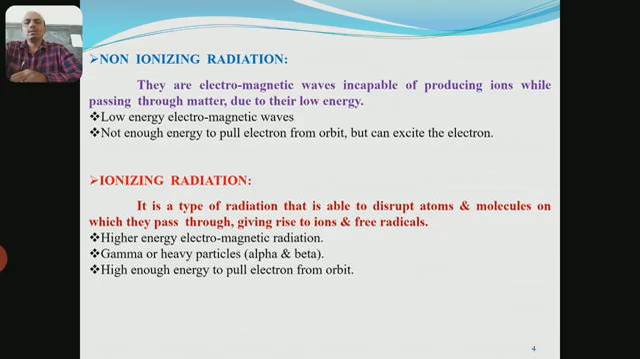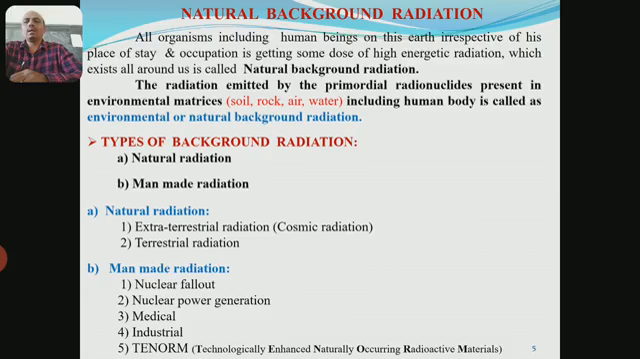Non-ionizing radiation, these are the electromagnetic waves not capable of producing ions while passing through matter due to their lower energy. Ionizing radiation is a type of radiation that is able to disturb atoms and molecules through which they pass, giving rise to ions or free radicals.